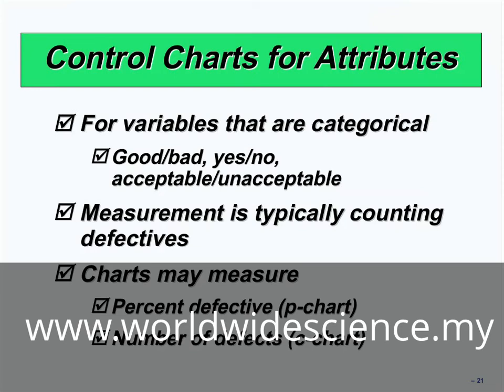So have all of you forgotten? What's the difference between attribute and variable? Anybody know? No. I told you a variable can be measured directly by tools. For example, weight can be measured by a scale.